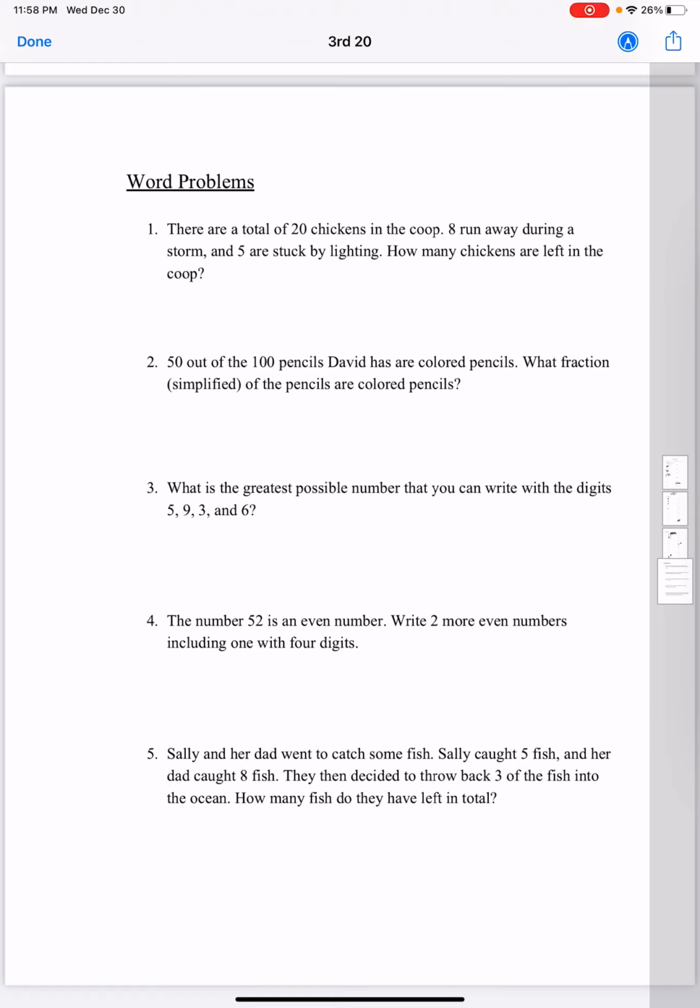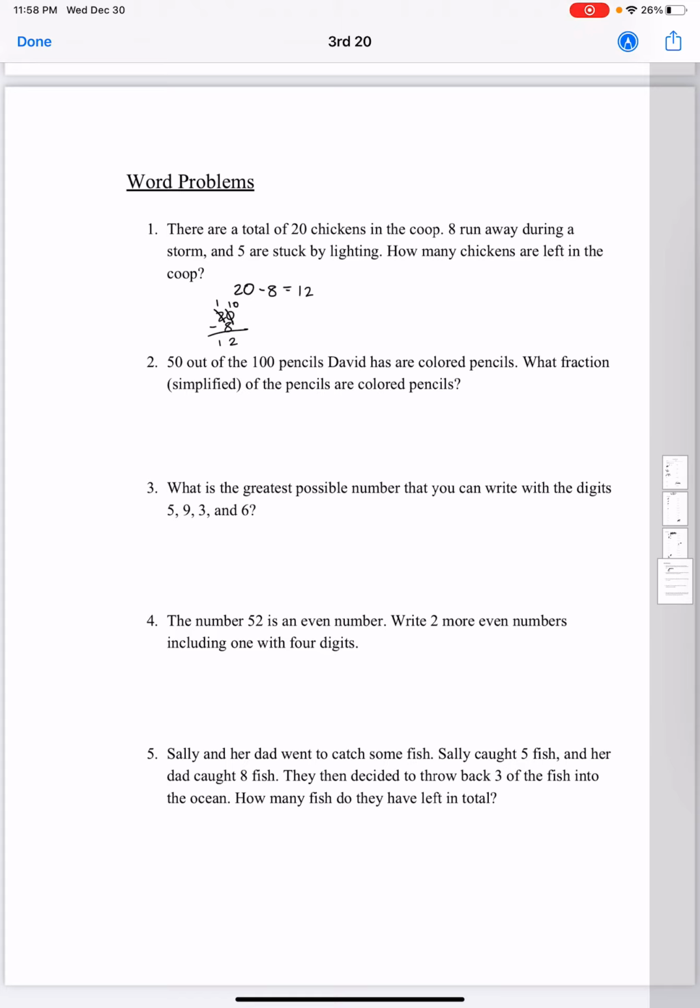So there's a total of 20 in the beginning, but 8 run away. So 20 minus 8, and that would equal, if you do long subtraction, 0 minus 8 is impossible, so you change that to a 10 by bringing over a 1 from the 2. So 10 minus 8 is 2, and 1 minus nothing is 1. So after 8 ran away during the storm, we have 12 chickens left.